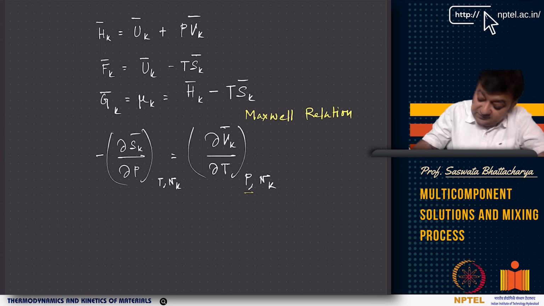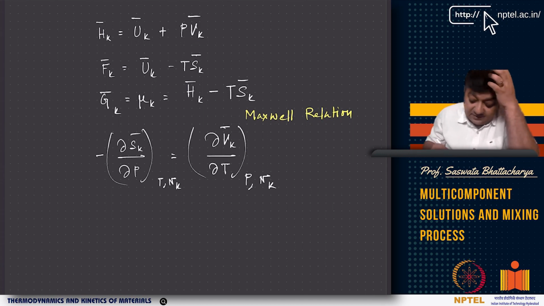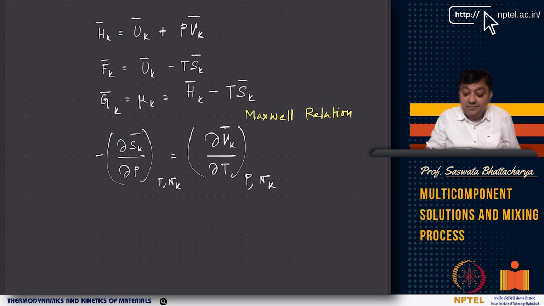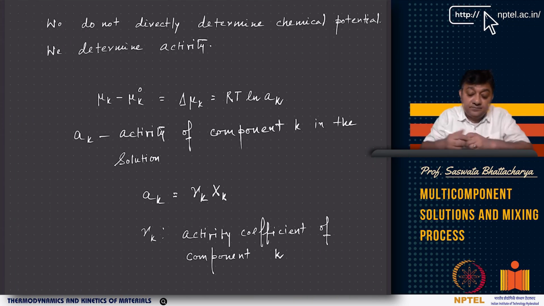If the mole numbers are fixed and pressure is fixed, and here it is temperature and mole number, so del Sk by del P minus del Sk bar by del P equals del Vk bar by del T. This comes from the equality of the second derivatives.